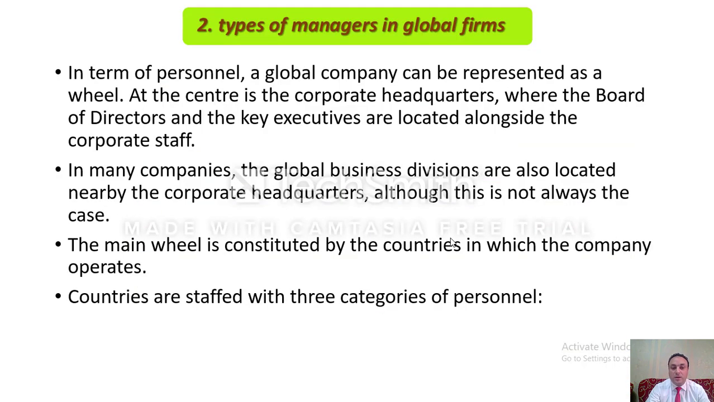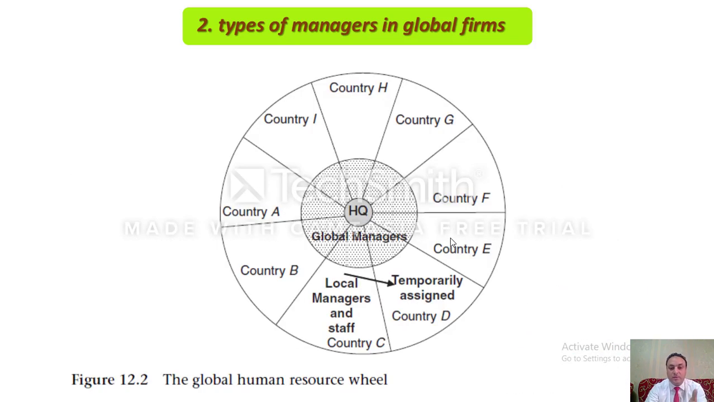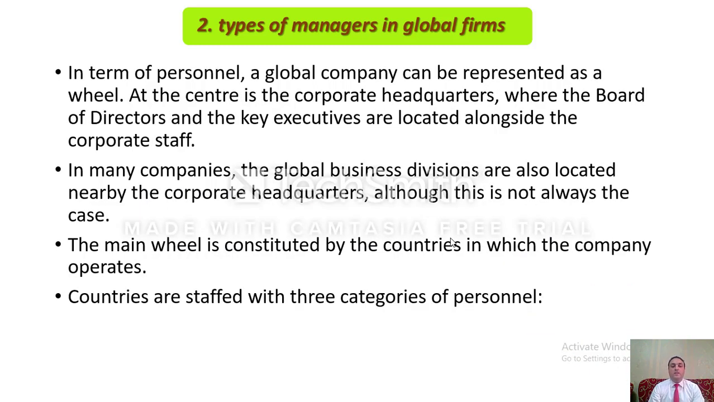So, the types of managers in global firms that we have to know: the global company can be represented as a wheel, as we will see in the next figure. In this wheel, we have three stages. At the center is the corporate headquarters, where the board of directors and the key executives are located alongside the corporate staff. In many companies, the global business divisions are also located near the corporate headquarters, although this is not always the case. The main wheel is constituted by the countries in which the company operates.